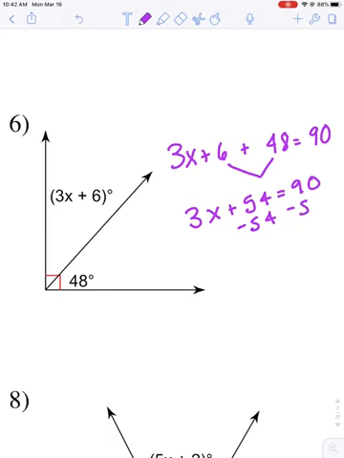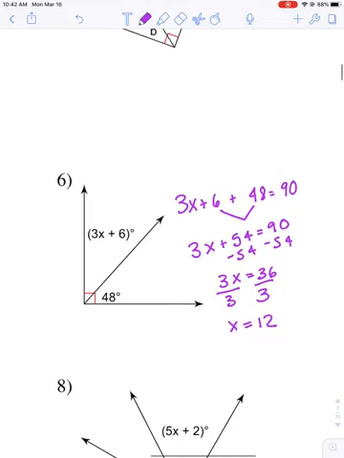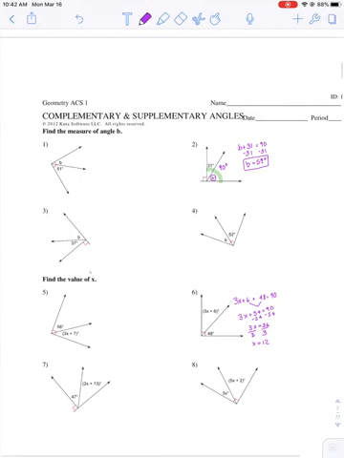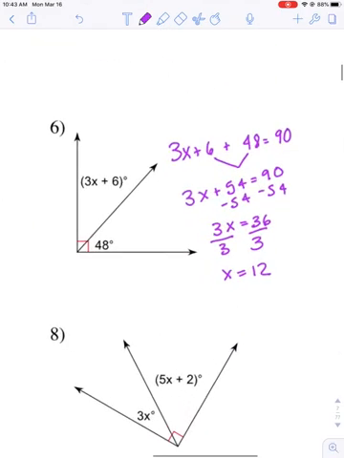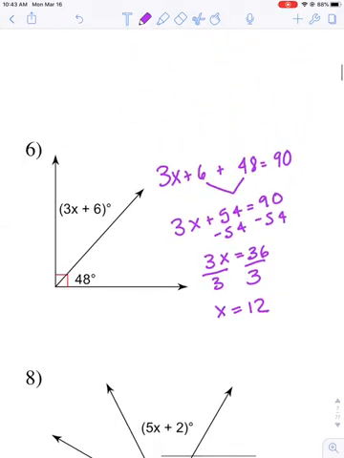Subtract 54 from both sides, and I get 3x equals 36. Divide both sides by 3, and I get x equals 12. Now, the question is, do they want the value of x or do they want the value of the angle? Look at the instructions. Find the value of x. They do not want us to substitute it back in. X does not get a degree symbol there.